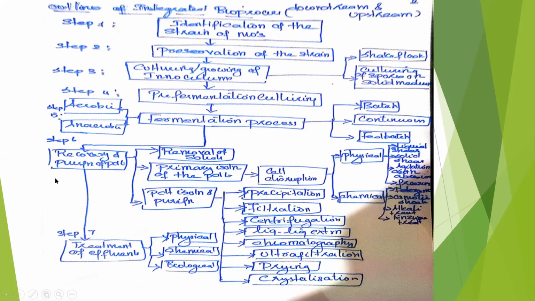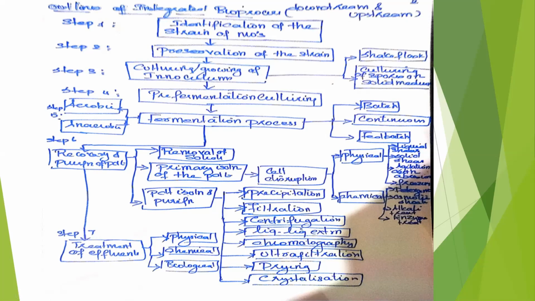So this recovery and purification of product itself is a big method. So first is removal of solids. So we have to remove. So recovery and purification of products has these many techniques. So first is what? Removal of solids. In this, you have to remove the solid parts, and the next is primary isolation of the product.